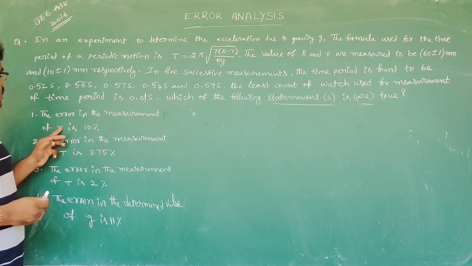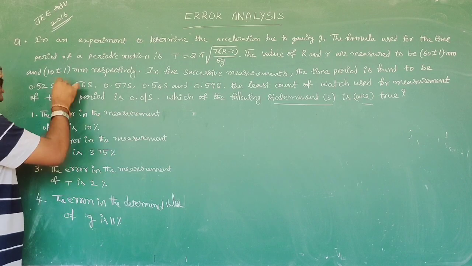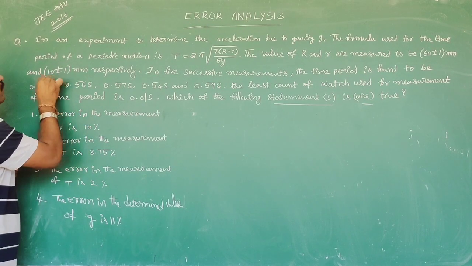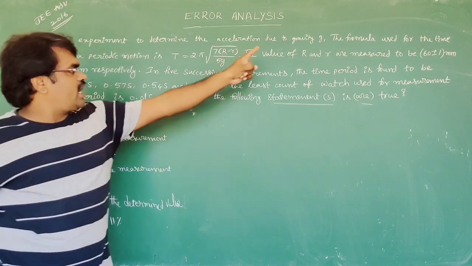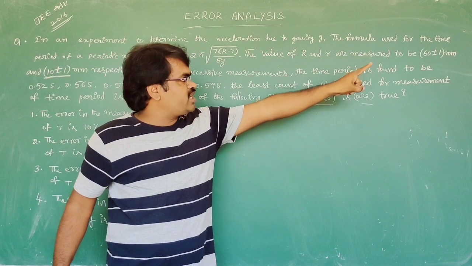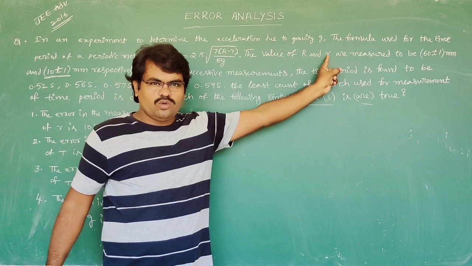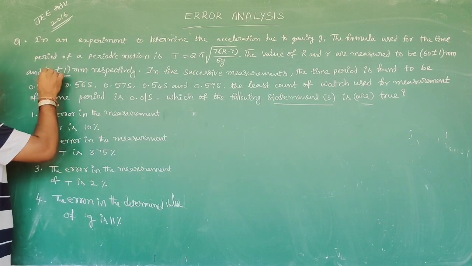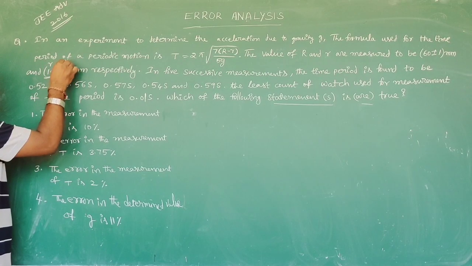Who can verify this? What is the measurement of R? Small r is 10 plus or minus 1. Capital R value is 60 plus or minus 1. Small r value is 10 plus or minus 1. That is the delta.